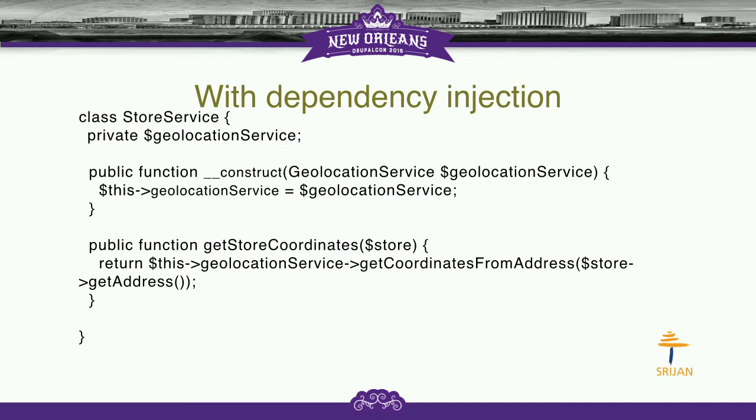But with dependency injection, what do you guys think? What's changed? Here, we are actually passing our dependency into a constructor parameter. You see the geolocation service, and we are just passing that into a constructor. And anywhere in the class, I can just call that interface or dependency function. I can use that. But what is the geolocation service?